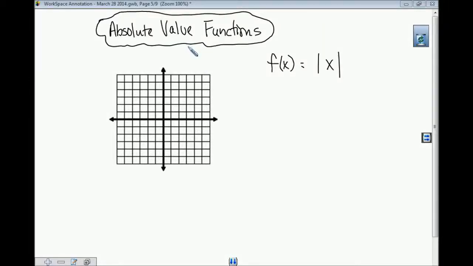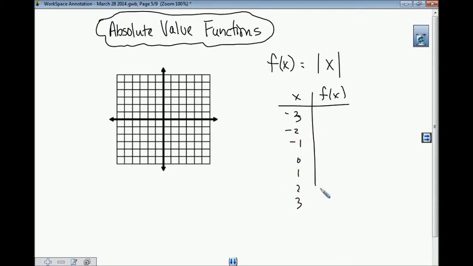Look at another parent graph and its absolute value, okay? Whenever we first introduce ourselves to something, we graph it by just picking some points and seeing what happens. So let's do -3, -2, -1, 0, 1, 2, 3, and see how that works. Wouldn't work out so well for square root, would it? But for this one, it works fine.